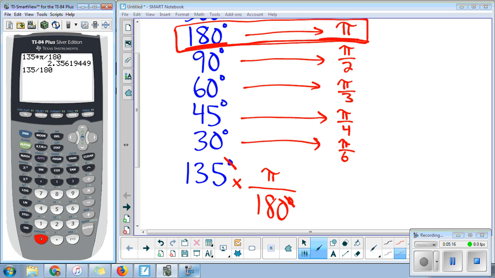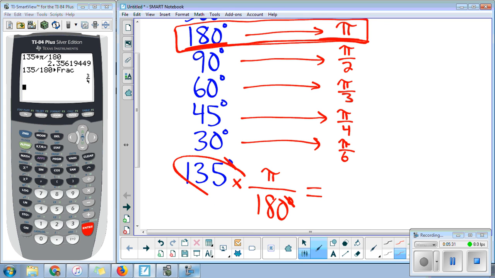And I know I want this as a fraction, so I'm going to hit math and turn the answer into a fraction. So here I have 3/4. That tells me how many pi there are because I didn't type the pi in. So this is equivalent, okay? This fraction right here is simplified to 3/4. And then I still have the pi on top, so I'm just going to carry that over and put that again on the numerator. So I have 3/4 pi for the number of radians that I have for 135 degrees.